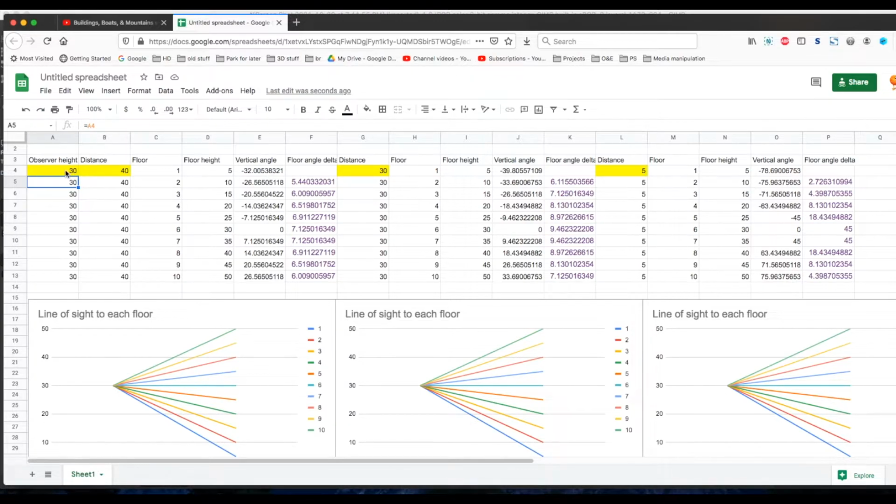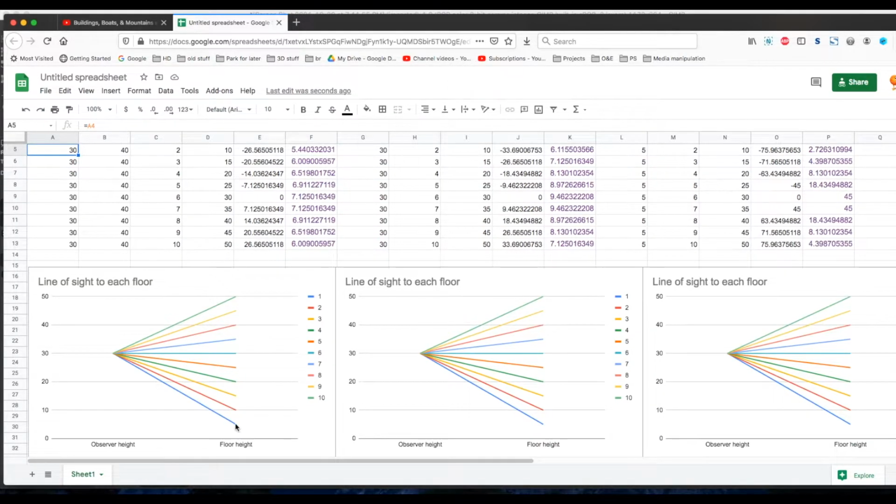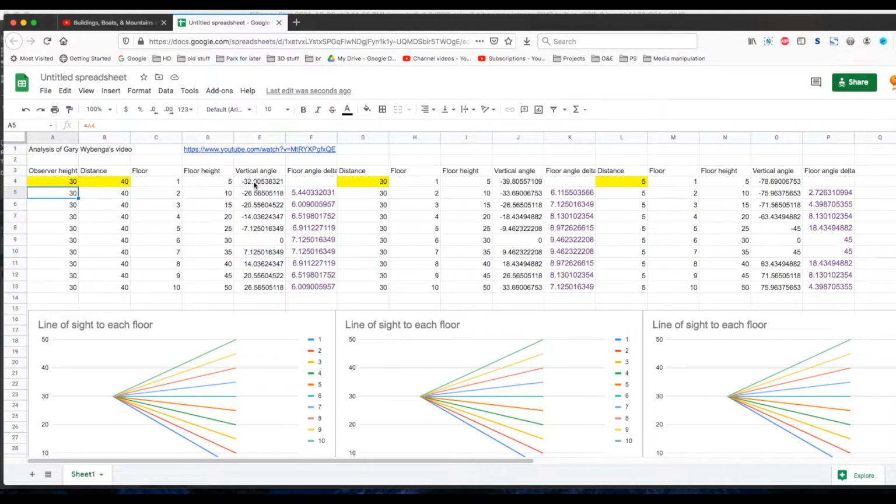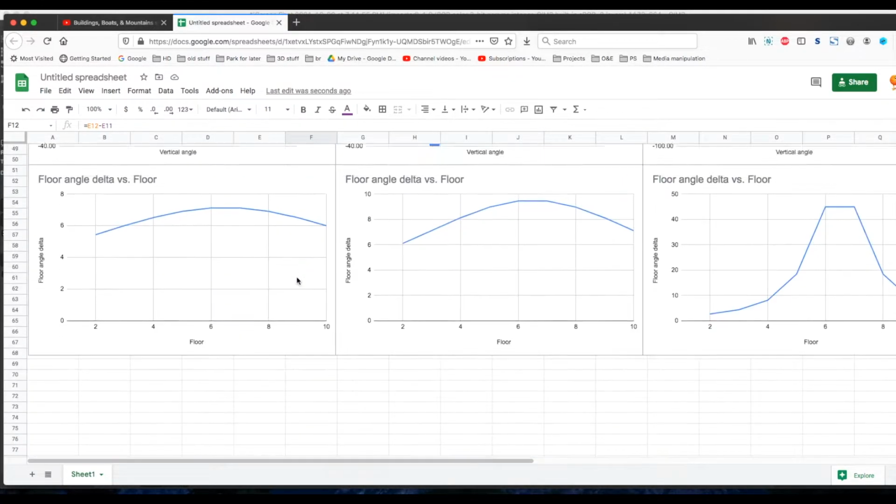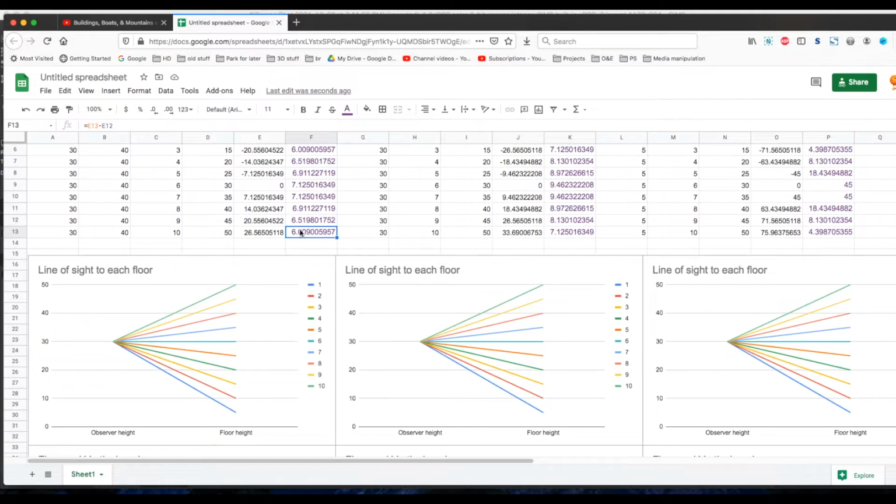So if you're at 30 meters and you're looking at the 1st floor, which is 5 meters above ground, you should have a vertical angle or an angle down of 32 degrees, and the 10th floor would be an angle up of 26. As you move closer, these angles get much larger. And then what I did was the difference in the angle column represents this, and this one is the 10th minus the 9th.